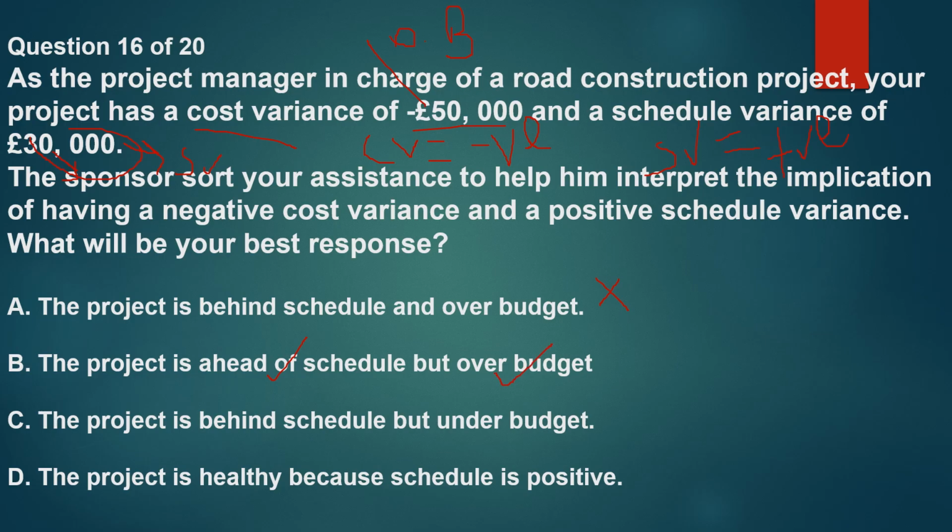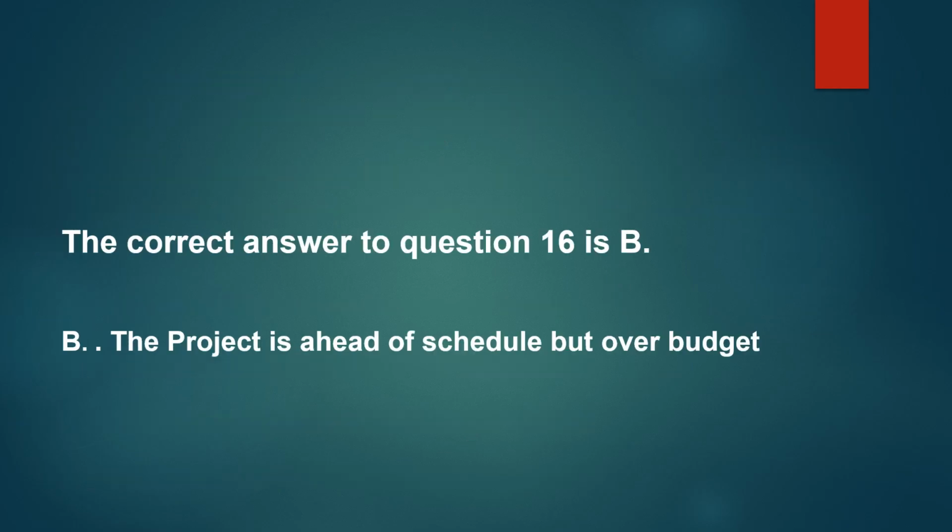This is correct. The project is behind schedule, this is wrong. And but under budget, this is wrong. The project is healthy because schedule is positive. So we are left with B as our option. The correct answer is B. The correct answer to question number 16 is B. The project is ahead of schedule but over budget.